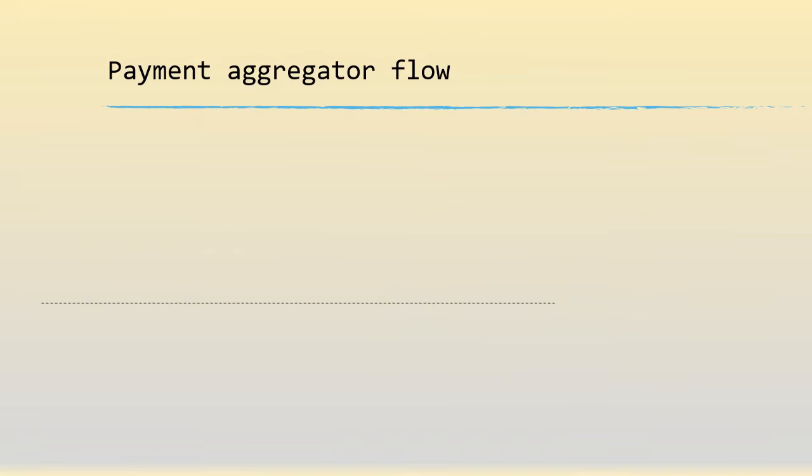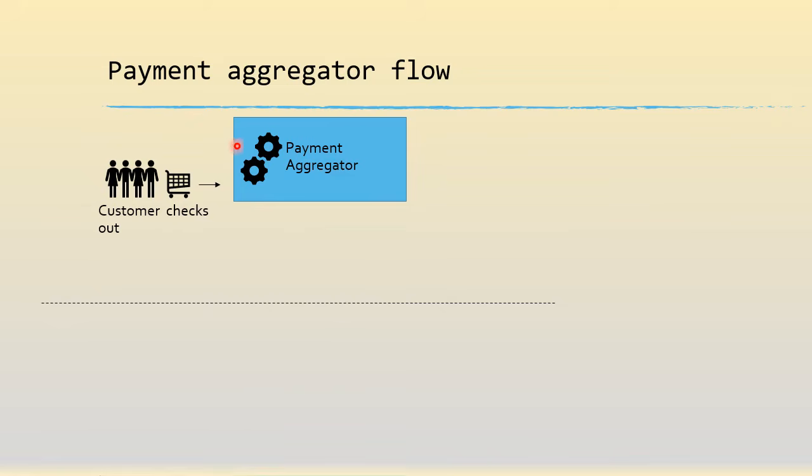So let's understand a payment aggregator flow. As a first step, the customer checks out from the cart and tries to initiate a payment from the merchant's website. The call goes to the payment aggregator. How the call happens, we will see in the subsequent slide. So the payment aggregator like Razorpay gets the payment initiation and directs it to its bank.